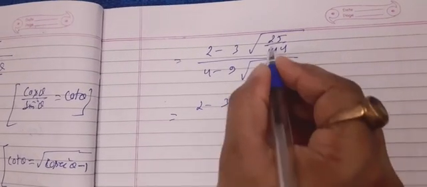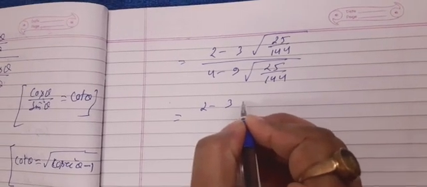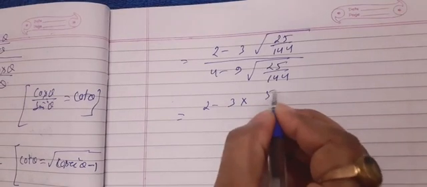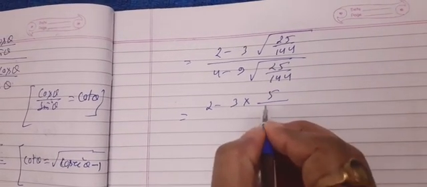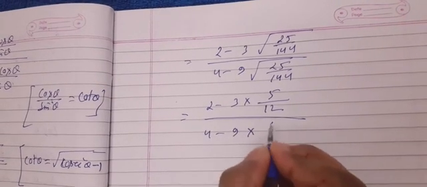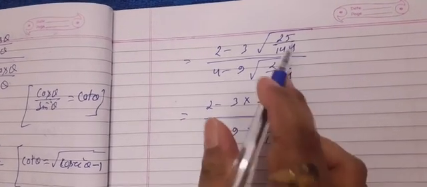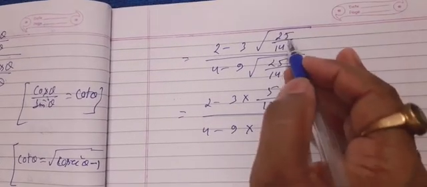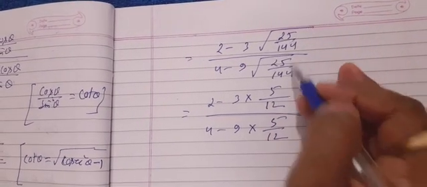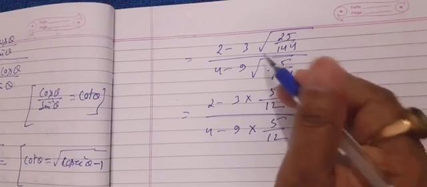And now we know that 25 is the square of 5, so we are going to remove the root sign. So here is 5, and 144 is the square of 12. Similarly here, 4 minus 9 into 5 by 12. This line is clear, I hope, children. 25 and 144, this is 5 square, so square and root sign cancelled. 12 square, so square and root sign cancelled.